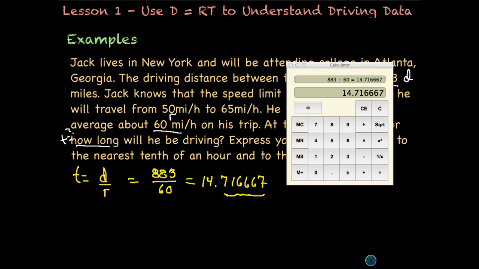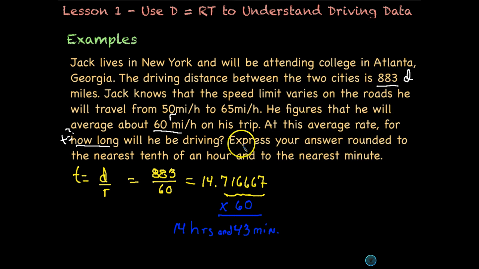So how do we figure out how many minutes that is? Well, if that's 0.7 of an hour, all we need to do is multiply that by 60. There's 60 minutes in an hour. So let's actually multiply 0.716667 times 60, and we'll get 43 minutes. And that makes sense because 0.5 would be 30 minutes. This is 0.7, so it's somewhere between 30 and 60 minutes. So it will take him 14 hours and 43 minutes in order to travel from New York to Atlanta.